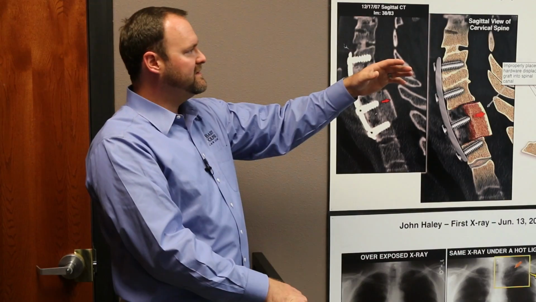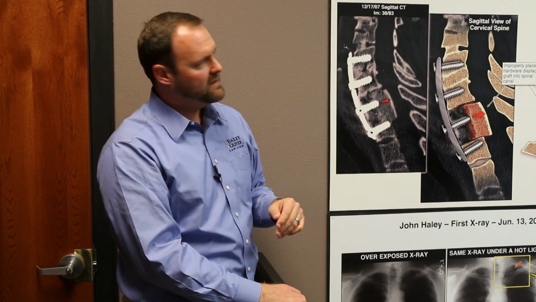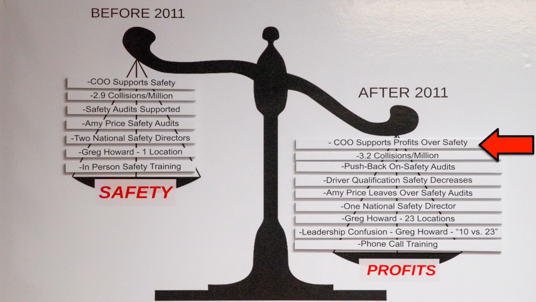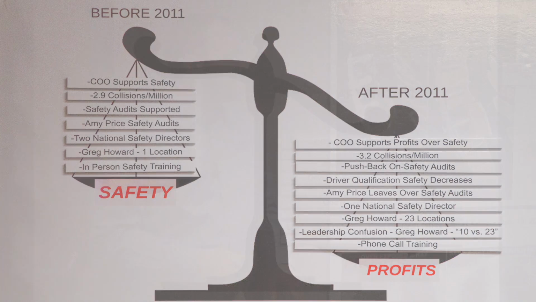After 2011, there was a change in the administration. There was a COO that supported profits over safety. Their collision rating went up. There was a pushback on the safety audits. Driver qualifications decreased. They went from 2 national safety directors to 1 safety director for the country. They went from 1 safety director per location to each safety director having 23 locations to take care of. And I think this is extremely important: they went from in-person safety training to over-the-phone safety training.